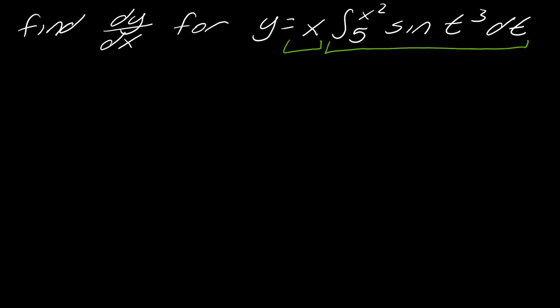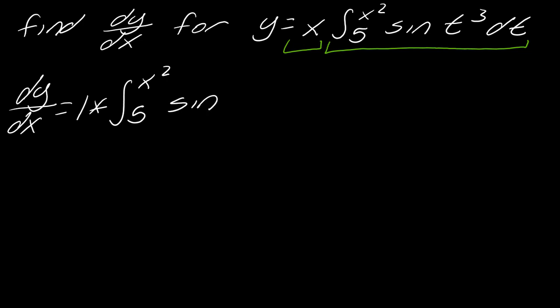Okay, so let's go ahead and start. The product rule says that I take the derivative of the first function and leave the second one alone. The derivative of x is just going to be 1. So what am I left with? I'm left with 1 times the other function, the integral from 5 to x squared of sine t cubed dt. Okay, so there's the first part. And then I leave the first function alone, so I just leave the x here.